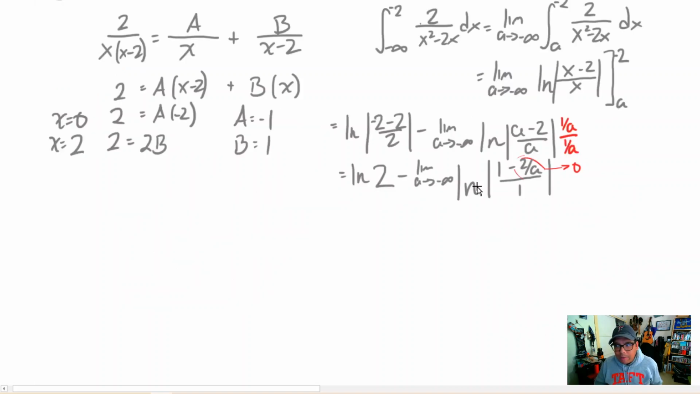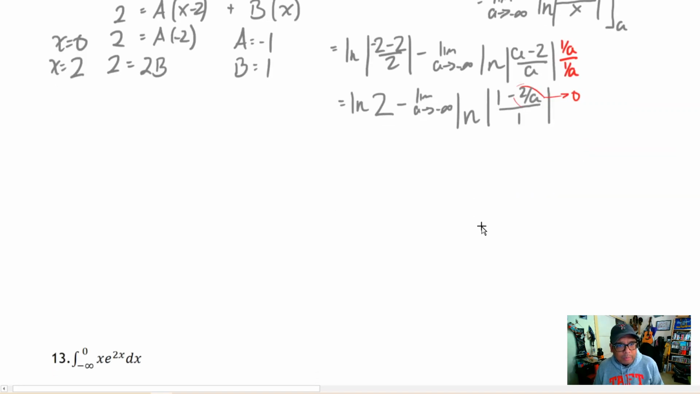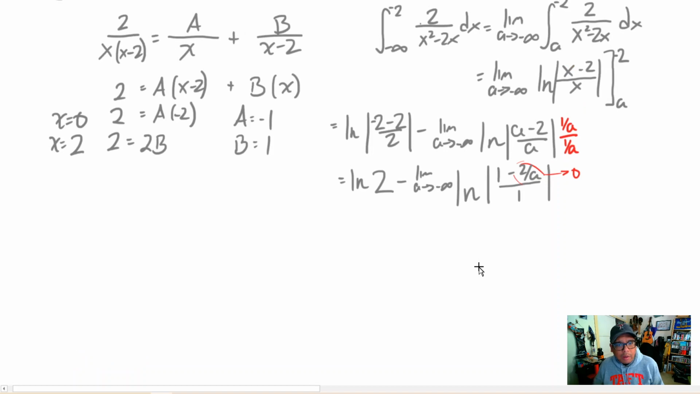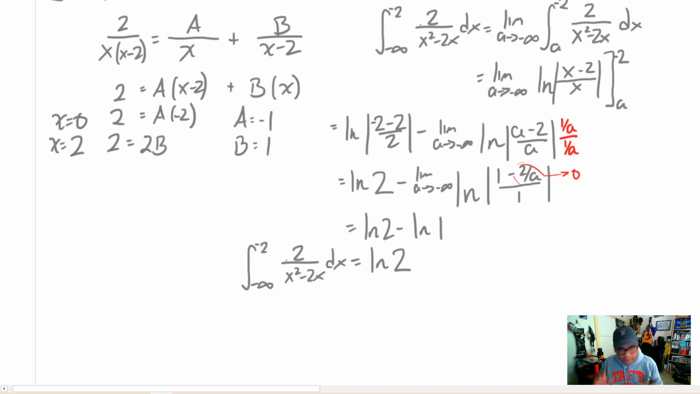I just realized I was running out of real estate on the screen. So this is what we should be looking at. Let me space this out just a little bit for you. There we go. We've got the natural log of 1 minus 2 over a over 1. And this 2 over a is going to approach 0, which means this just becomes the natural log of 1. And of course, the natural log of 1 is 0. So this is equal to just the natural log of 2. All right, a little bit of integral review. That's okay, never hurt anyone.